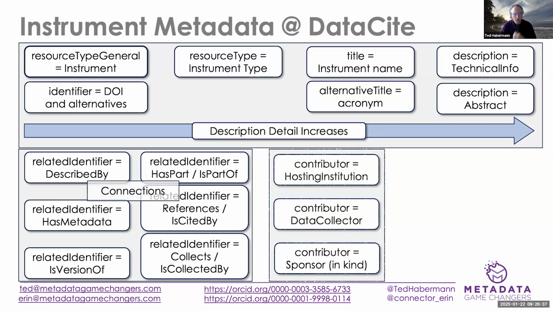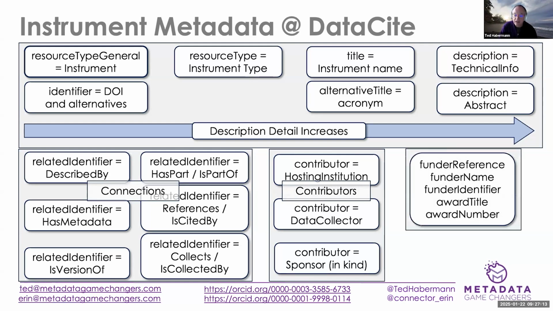Keeping track of people is also important, people and organizations. So hosting institutions, data collector, which could be an organization or a person, and a sponsor. In a lot of situations, we have facilities that provide in-kind support to people that are using those facilities. So these are contributors. They would be identified with RORs or ORCIDs, and they would get connected that way. The connections on the left side of this would typically have DOIs or other kinds of identifiers for making those connections. And then finally, we don't want to forget the funders.